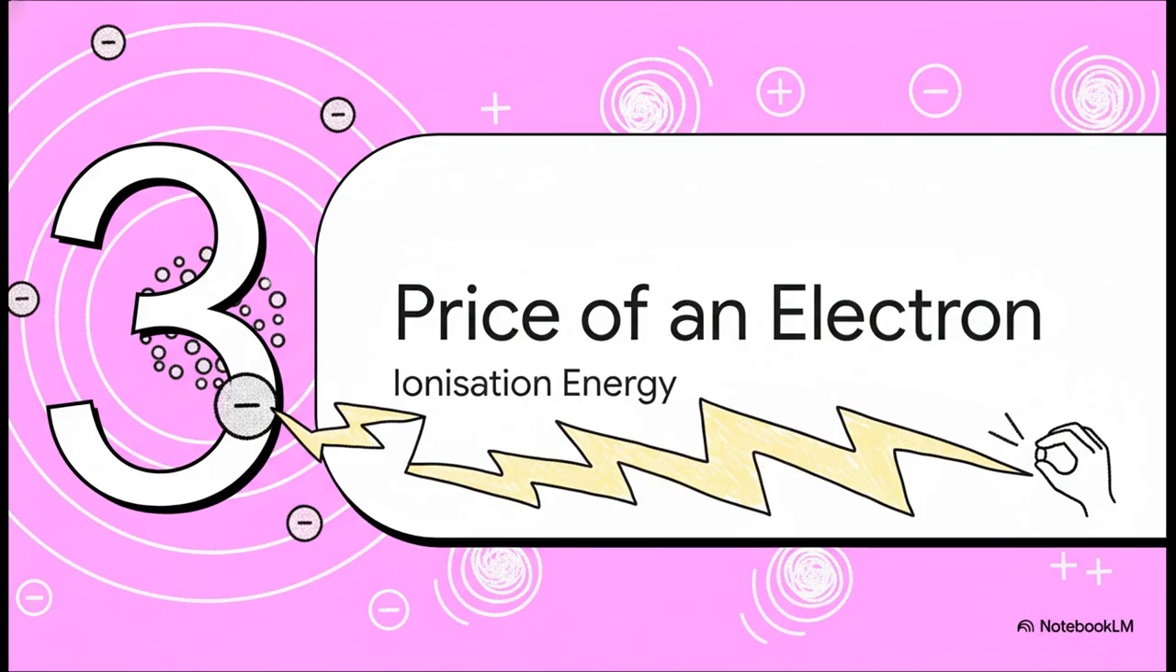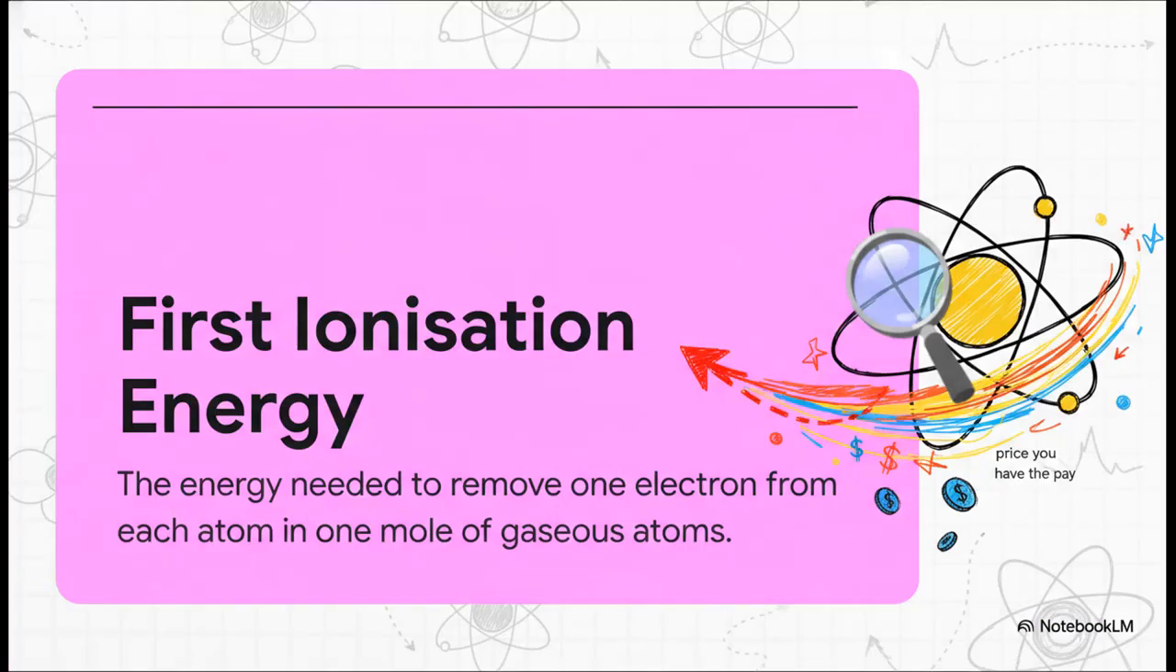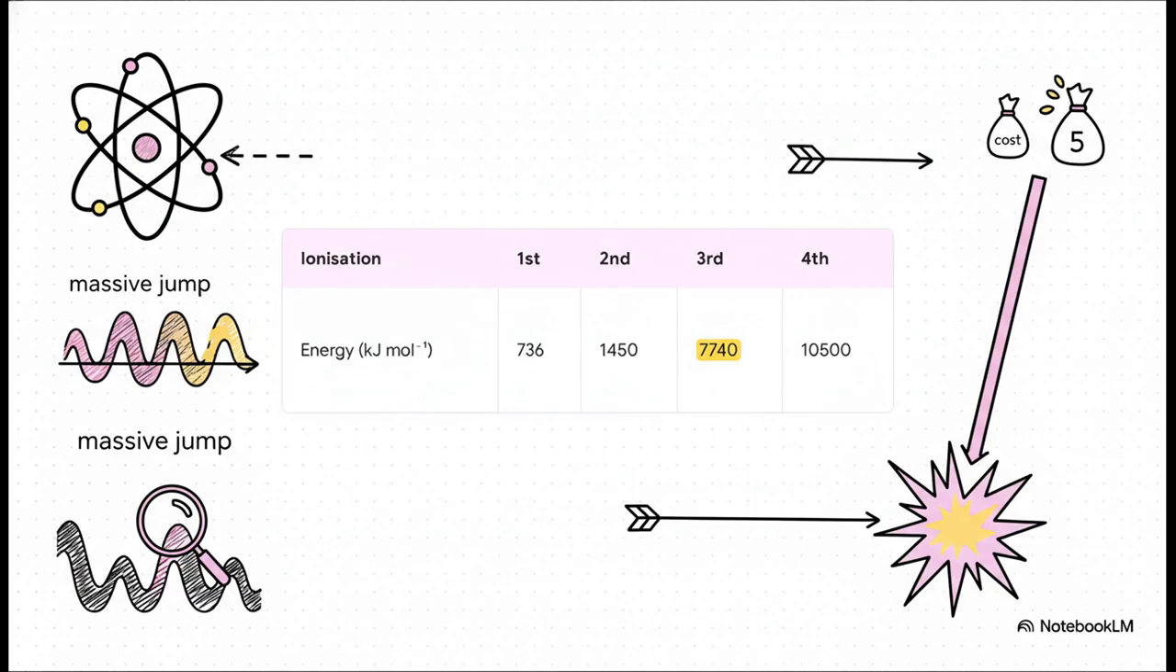What's the price we have to pay to steal one of its electrons? And yeah, there's a technical name for that price. It's called the first ionization energy. Put simply, it's the amount of energy you need to exert to go in and pluck that outermost, most loosely held electron away from its atom. Now check this out, because this is where the story gets really good.